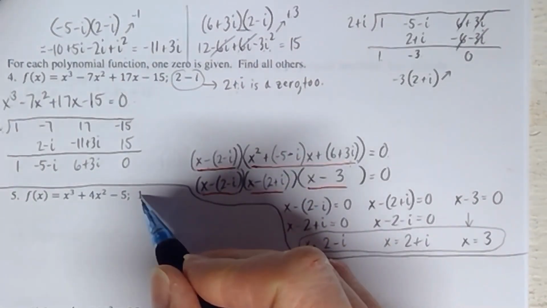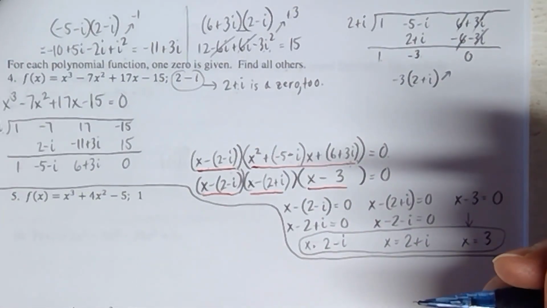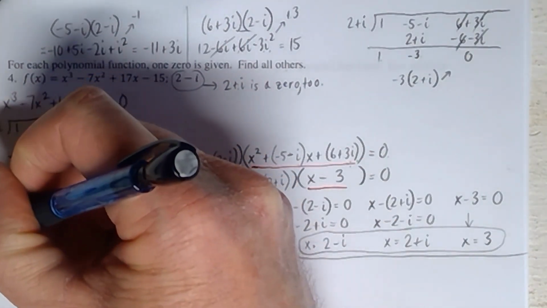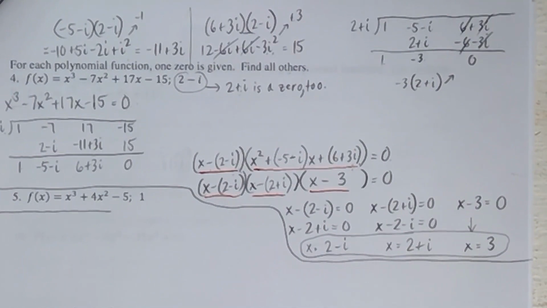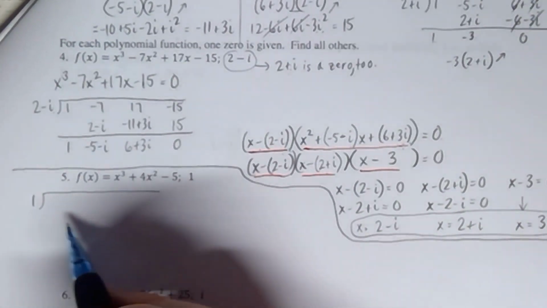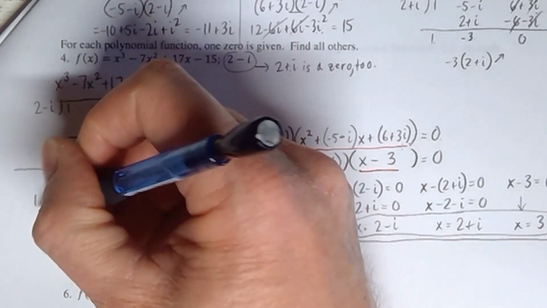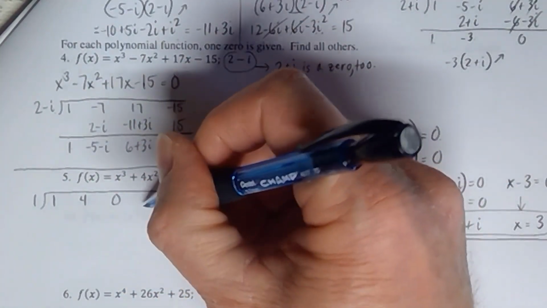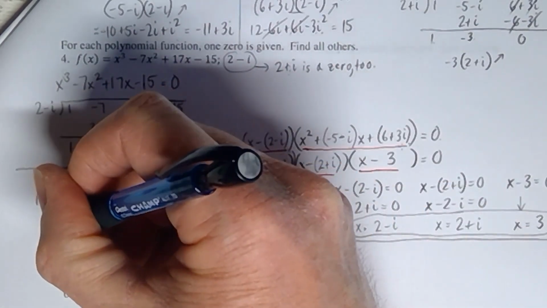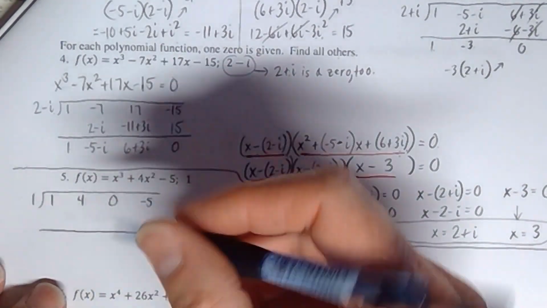Next one. It tells us that the 1 is a zero, so just like in the last problem, and just like what we've been doing all along here, we put the 1 outside the bar. Please notice, you guys, very important: there's the 1 outside the bar right there, but there is a term missing, isn't there? 1, 4. So I have to put the 0 in between the 4 and the negative 5 because the x to the first term is missing. And now we're ready to do the synthetic division right here.